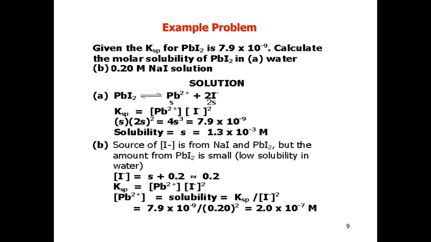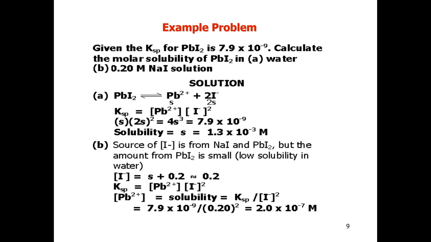So 0.2. It means that we now make the assumption that all the iodide is contributed by sodium iodide, because the amount from PbI2 is small comparatively. So we only consider iodide from sodium iodide. It should be more. Okay, so we make the calculation, the same calculation as above.